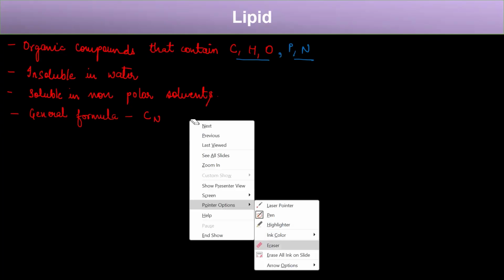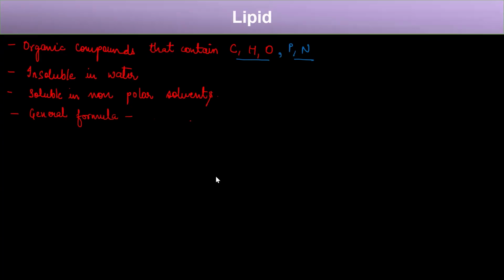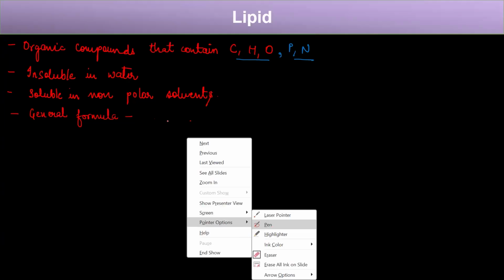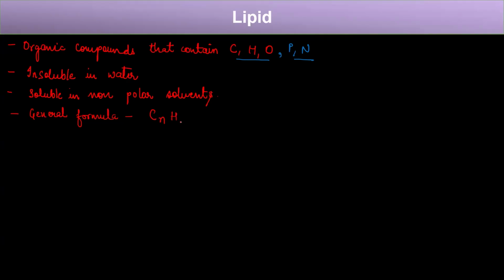So the general formula will be CnH2nO2, just like what we saw in the case of carbohydrate. The only difference is that here the number of oxygen atoms is fixed. It will be 2. Apart from this, it has CnH2n. So if there are 5 carbons, then the hydrogen will be 10, but oxygen will be 2.